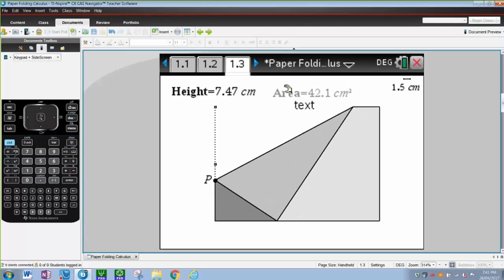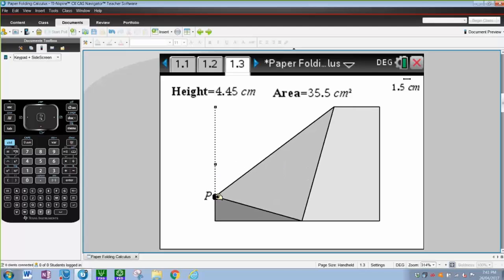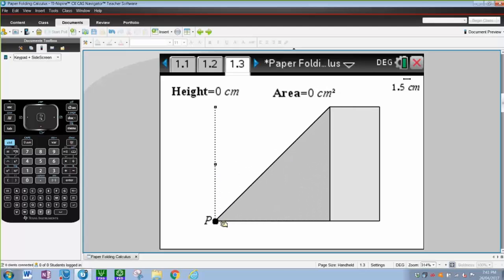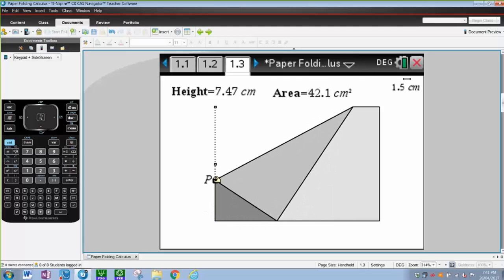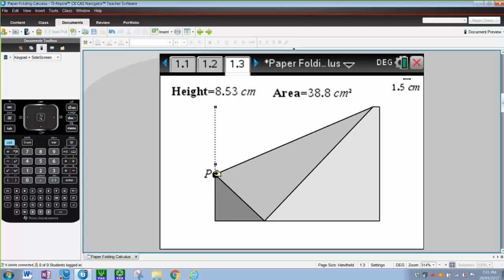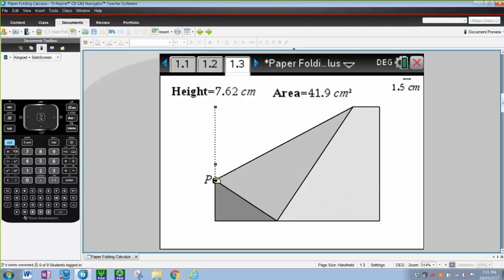So we can just have a look at that number there called area. As we move the point P, you can see it starts at 0 when the fold is fully completed. Then as we start changing the value of the fold, you can see the area increasing up to about 42.4 or so, and then it slowly starts coming down again.